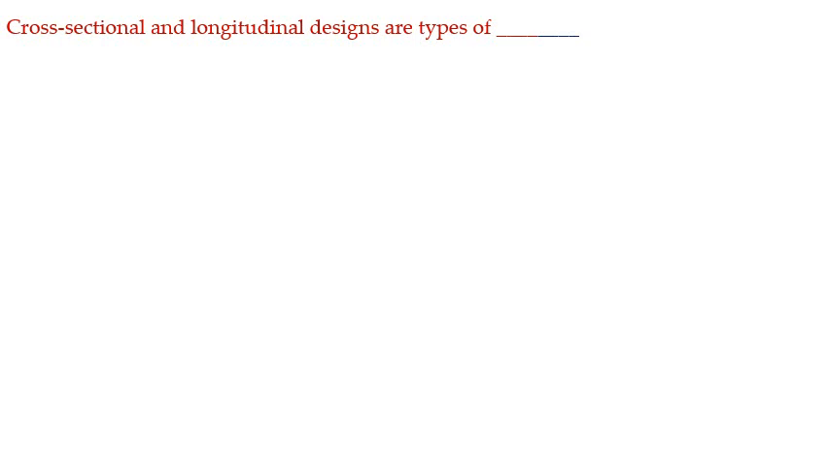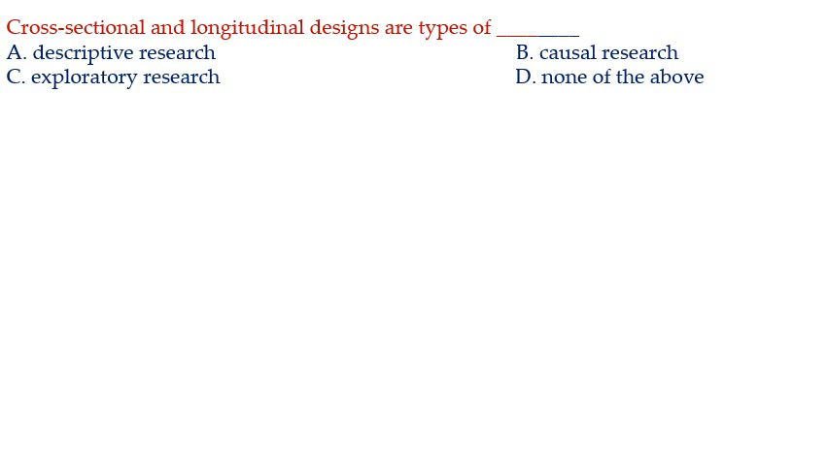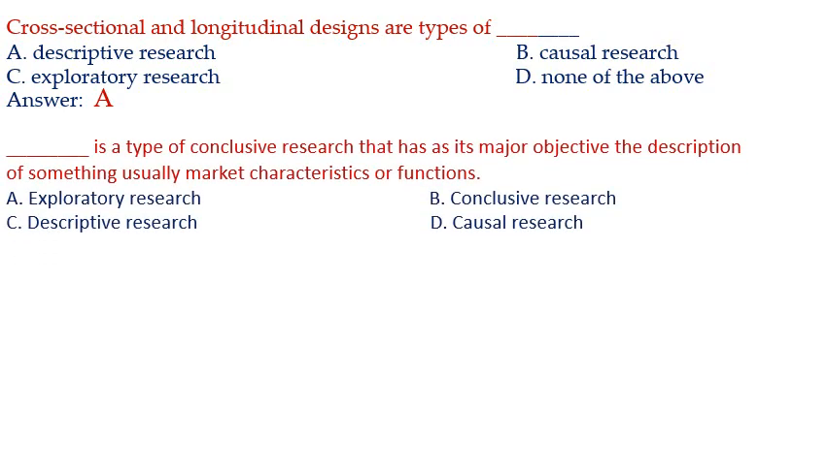Cross-sectional and longitudinal designs are types of: descriptive, causal, exploratory, none of the above. The right answer is A. Descriptive research is a type of conclusive research that has as its major objective the description of something, usually market characteristics or functions.